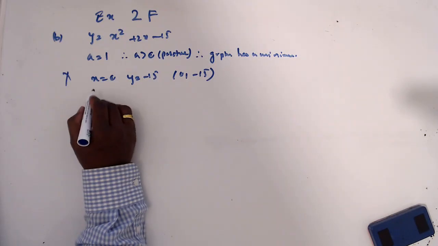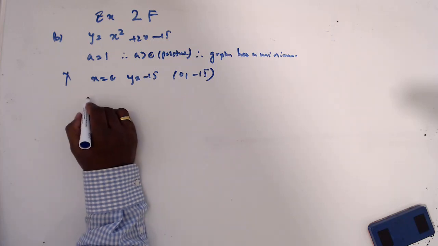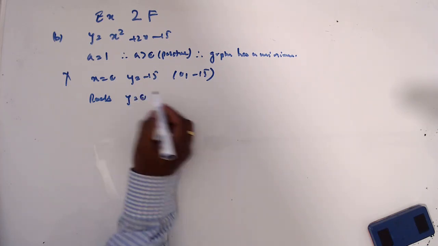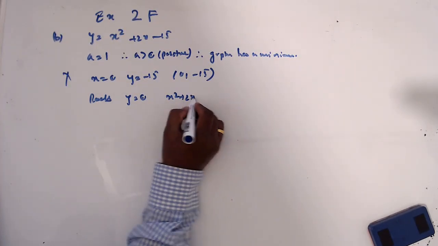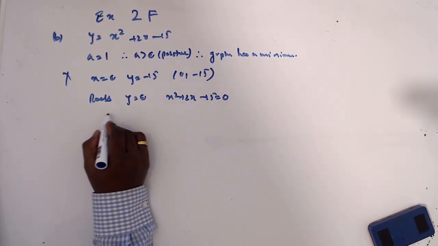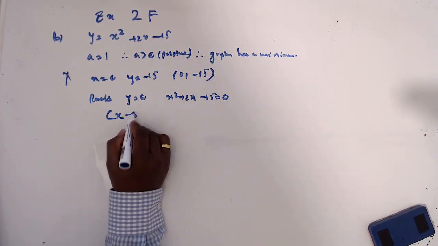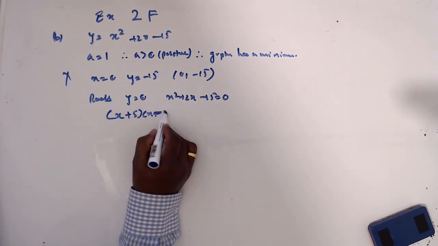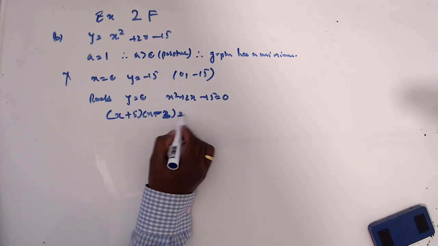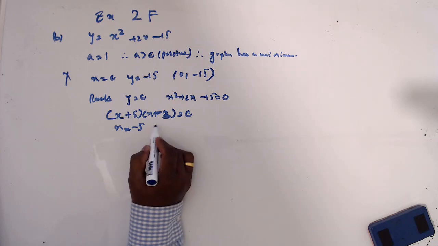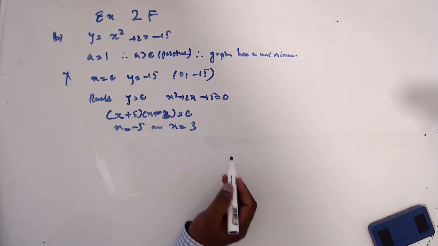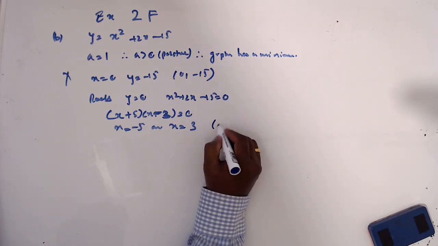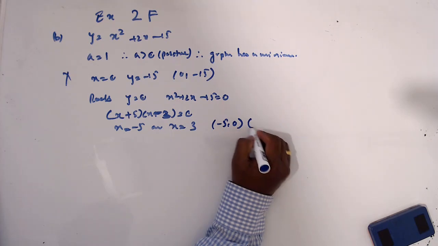And to find the roots, y equals 0. So then x square plus 2x minus 15 equals 0. Then (x plus 5)(x minus 3) equals 0, x equals minus 5 or x equals 3. So the coordinates are (minus 5, 0) and (3, 0).